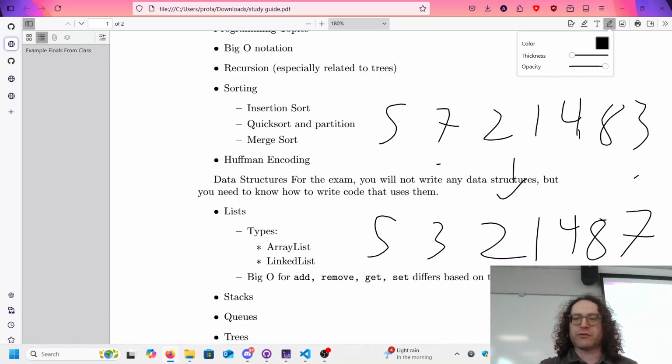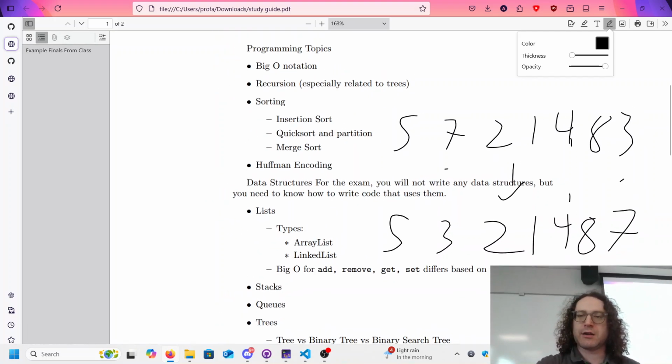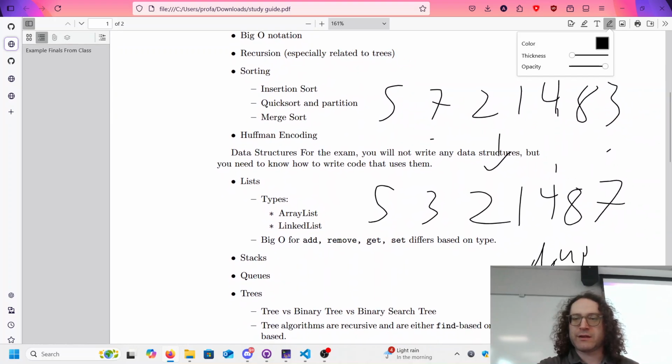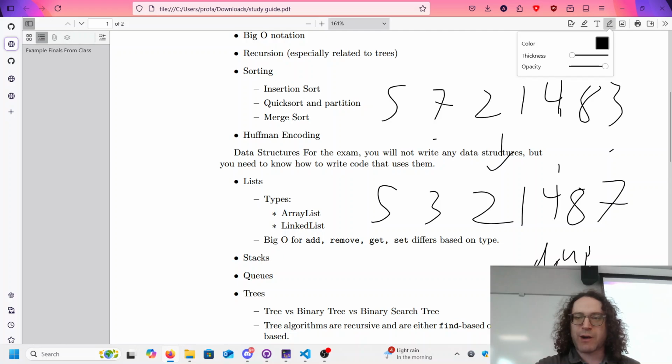So up looks for the first thing that's bigger, down looks for the first thing that's smaller. They crossed. So we're done. So we're effectively done. The only thing we have to do is swap the pivot with down. In other words, we swap 5 and 4. So that 5 ends up in the middle.